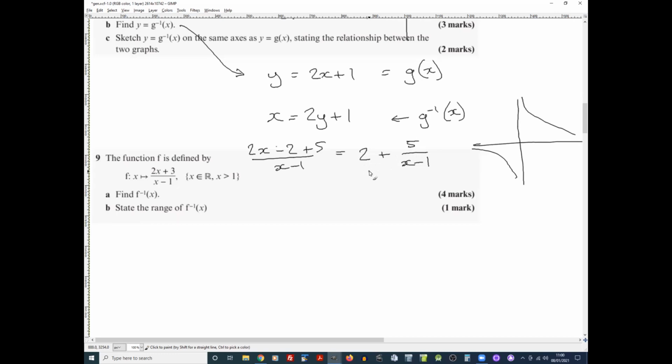Where did the x on the top go? That much of the fraction was just 2, because 2x minus 2 is double x minus 1. So it's just breaking into 2 pieces, 2 plus that.